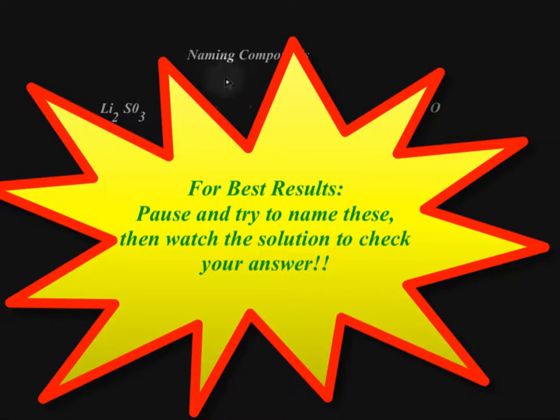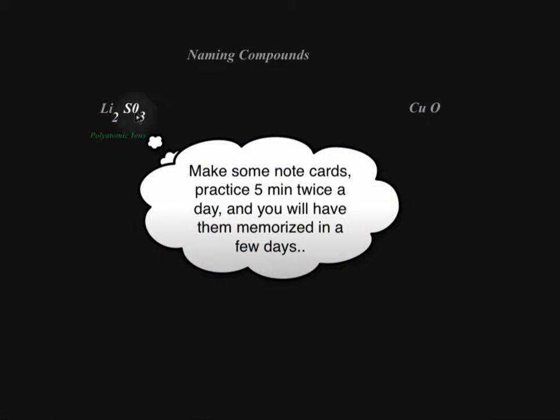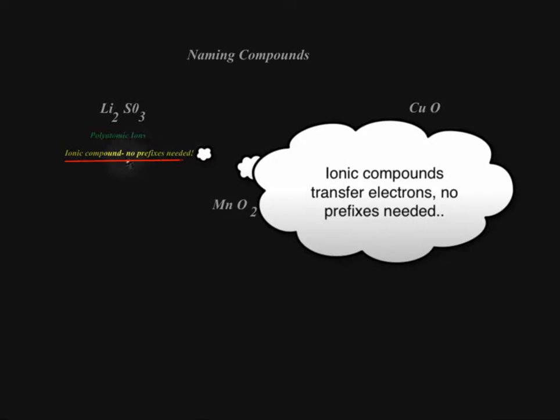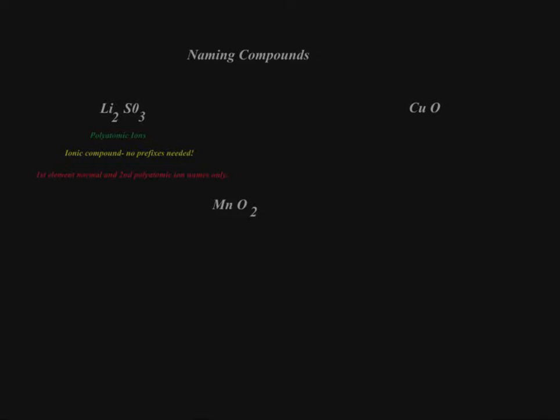Today we're going to look at some more advanced examples of naming compounds. So here we have a polyatomic ion and a metal, so it's definitely an ionic compound. We do not need any prefixes once we know it's ionic. Going a little faster, you should be pretty familiar with these rules by now.